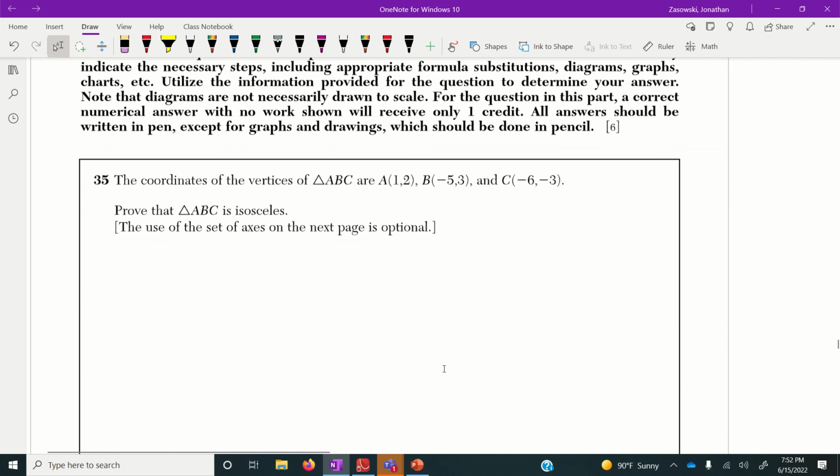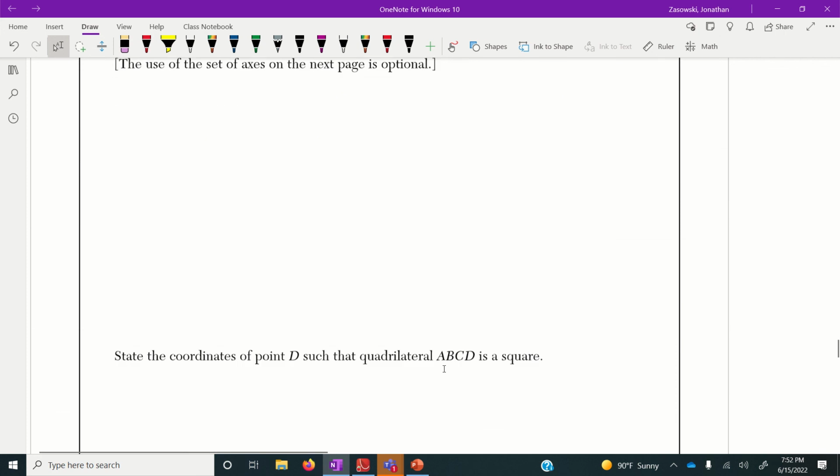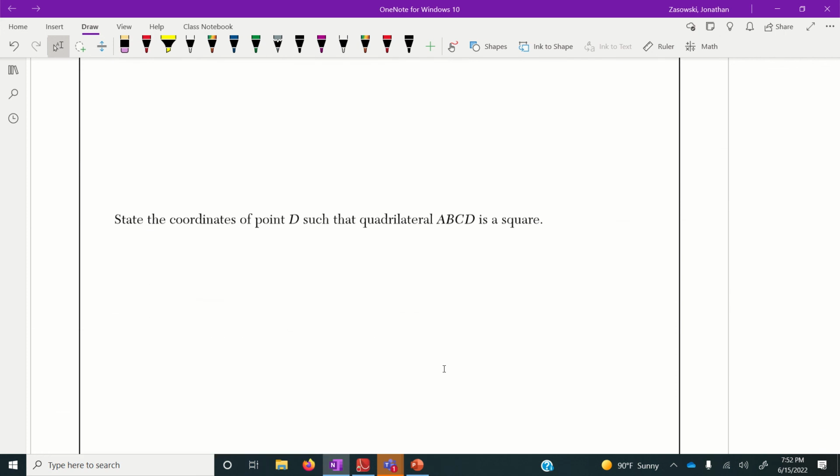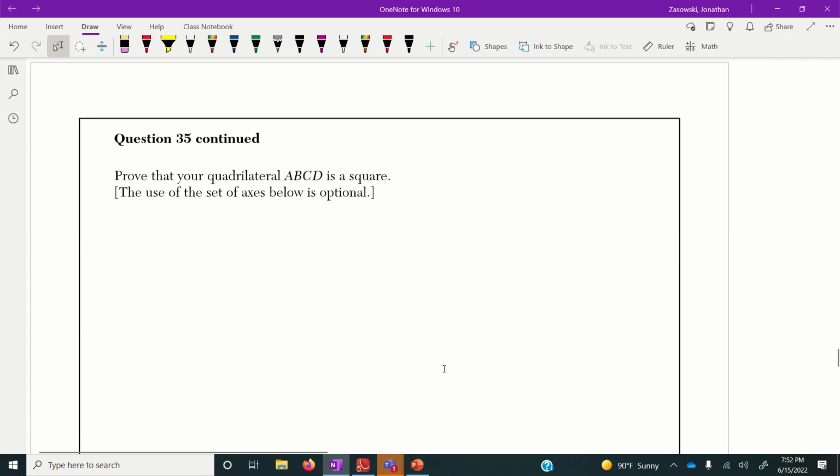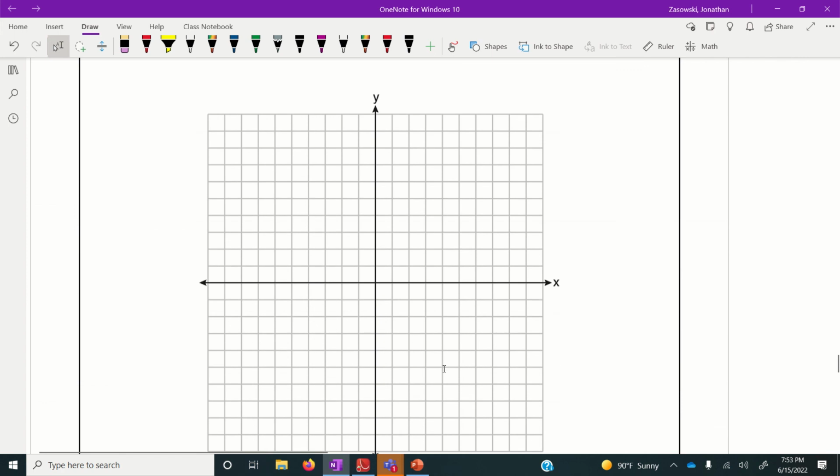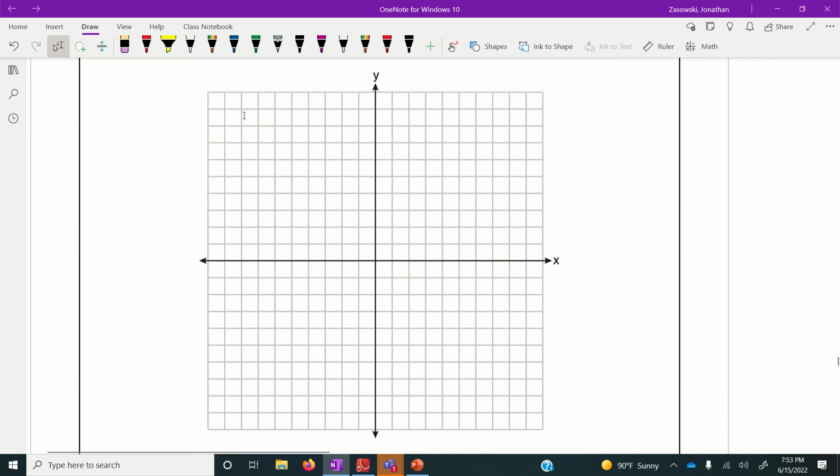All right, now last question. This is a 6-pointer, so it's going to be a little bit tougher to do. Not crazy tough, but keep in mind we want to get the coordinates of D, so it's a square, and then prove it's a square down below. So I'm going to bring this back up again.